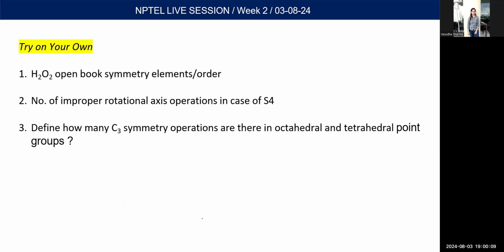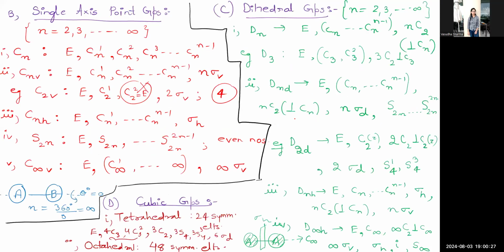So this you have to try on your own. H2O2 open book, what is the order? Number of improper rotational axes in case of S4, please try and solve it. We have already discussed the case of S6. And define how many C3 operations are there in octahedral and tetrahedral. That is for your homework.